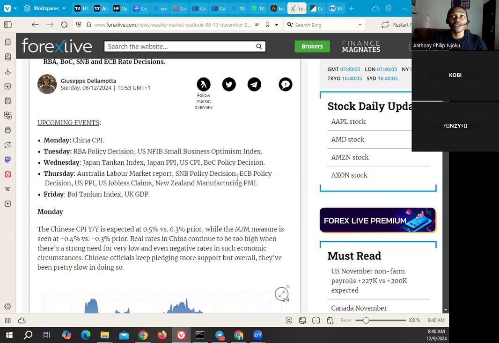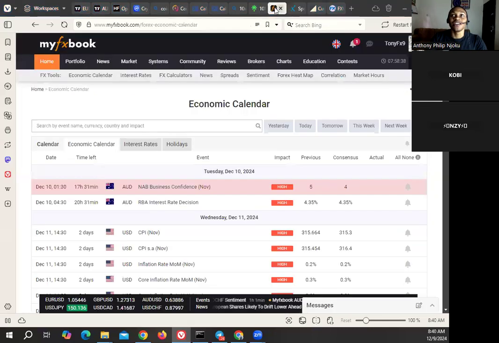Then the SNB policy decision, ECB policy decision, US PPI, US jobless claims, and then New Zealand manufacturing PMI, and on Friday, Bank of Japan Tankan Index, UK GDP. So Tuesday, Wednesday, Thursday is massive impact news for us, whereby we're trading the Australian policy decision. It has to do with interest rates, and we love that news. This is coming in by 4:30.